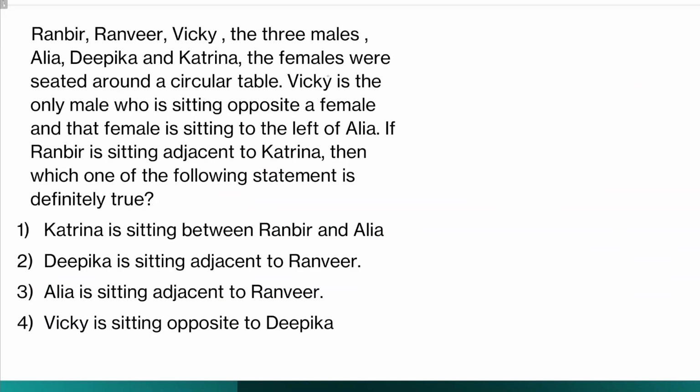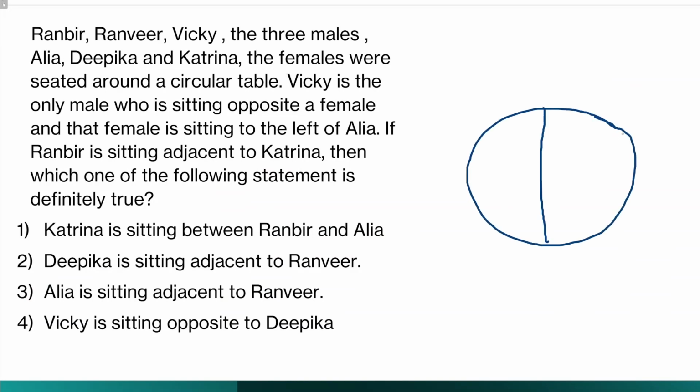Since it's a circular table, it makes sense for you to start with a circular table. Okay, so there are 6 people. You can draw something like this. So you have 6 places, and diagonally opposite seating arrangement. We'll start with this. Vicky is the only male. Now this is not unnecessary data. You have to remember this. Vicky is the only male who is sitting opposite a female.